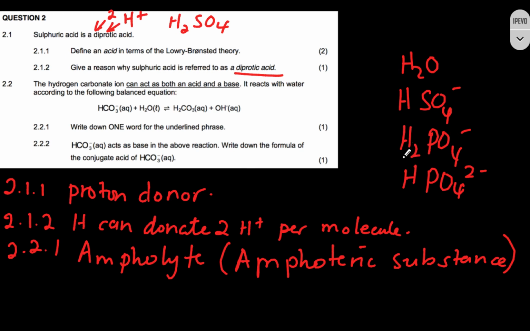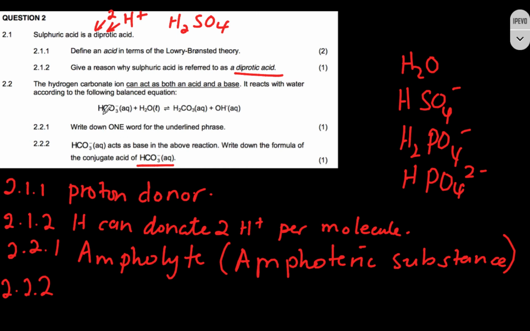So those are some examples of ampholytes, and you can see this substance acts as a base in the above reaction. Write down the formula of the conjugate acid of that substance. Right, so in conjugate acid base pairs, the first thing you have to identify is on the left side of the equation, which one is the acid and which one is the base, and on the right side of the equation also, which one is the acid and which one is the base. So the way you do this is by identifying which of the 2 donated protons and which one accepted a proton or protons.